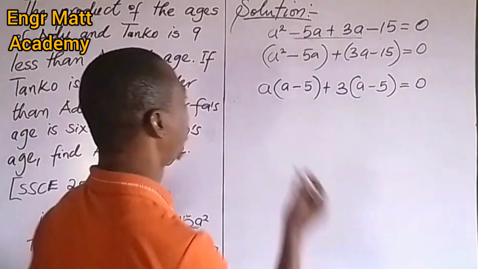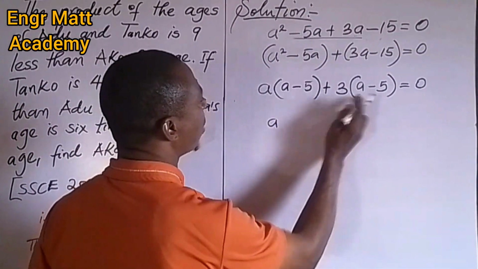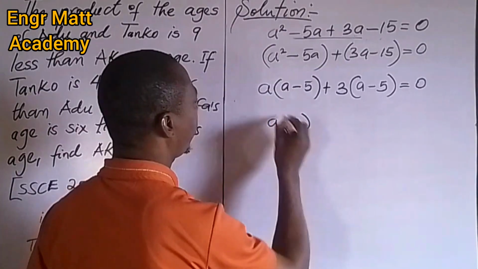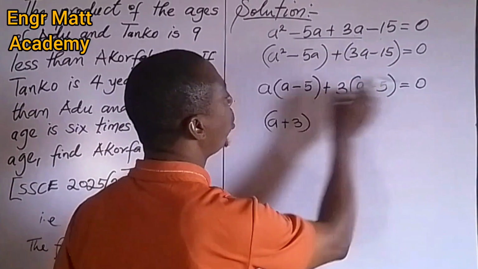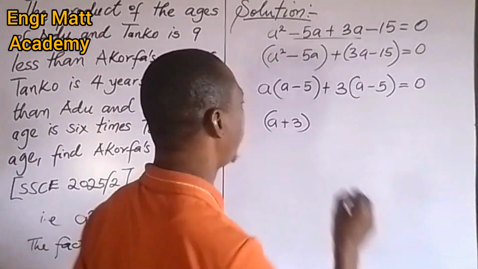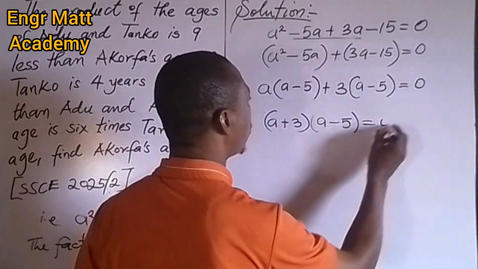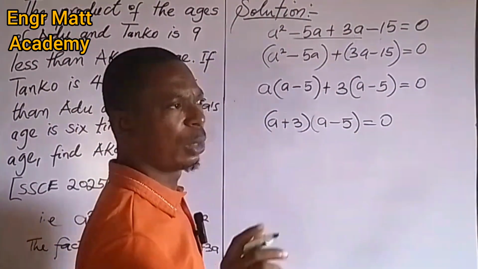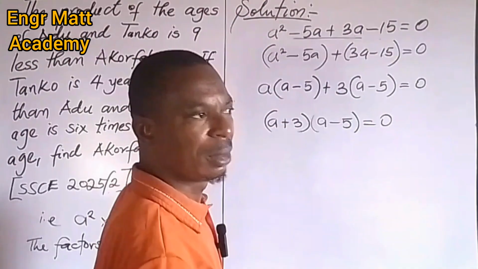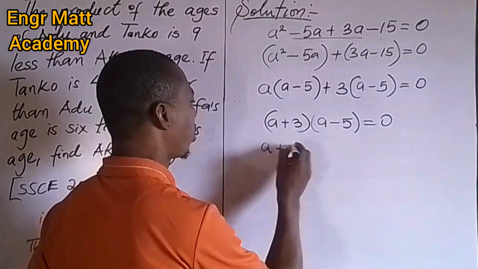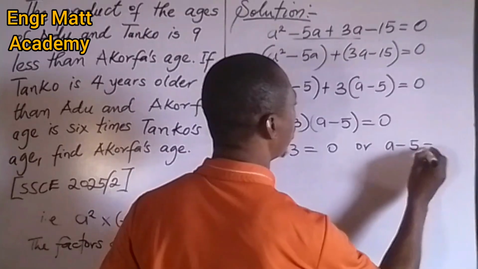We continue. We pick a outside the bracket, plus 3 outside this bracket. Then you notice we have a minus 5 in both brackets. So we take one of them. So we have a plus 3 times a minus 5 equal to 0. At this point, we can now solve the terms in each of the brackets separately by saying a plus 3 equal to 0 or a minus 5 equal to 0.